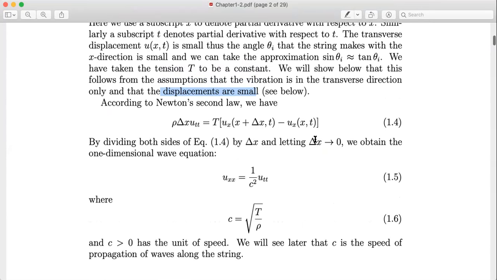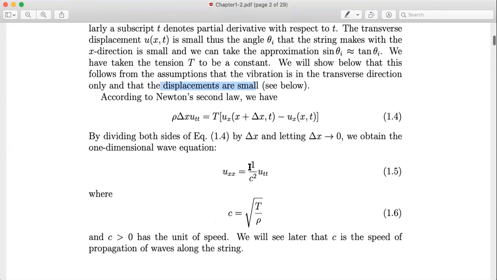You see when delta x tends to 0, the right-hand side will become the partial derivative of u_x with respect to x. So it's u_xx. And I put all the things together, then this is rho over T on this side, u_tt, and u_xx on the other side. So put T to the other side. The rho over T will be 1 over c squared. So c is the square root of T over rho.